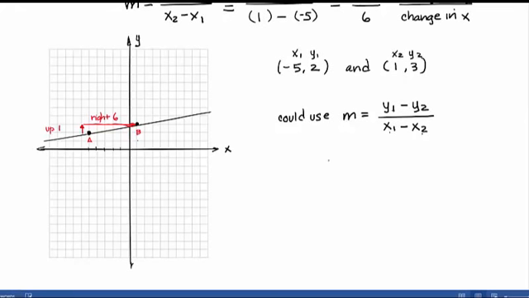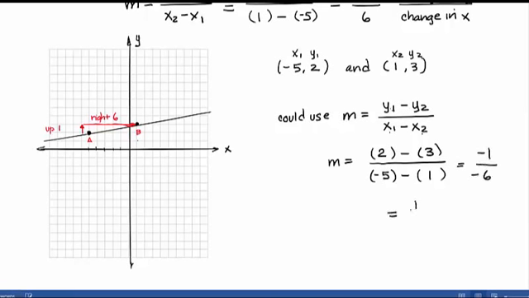So remember my slope, something minus something else, right? x1 minus x2. So if I put y1 here first, my y1 was 2, my y2 is 3, and then my x1 is negative 5, and my x2 is 1. So then I would get 2 minus 3, which is negative 1, and on the bottom I would get negative 6, but a negative divided by a negative is positive, and I get the same slope. Okay, let's do one more example.